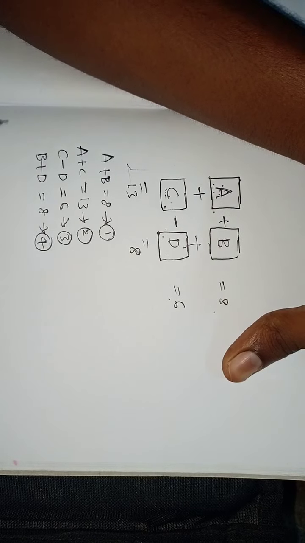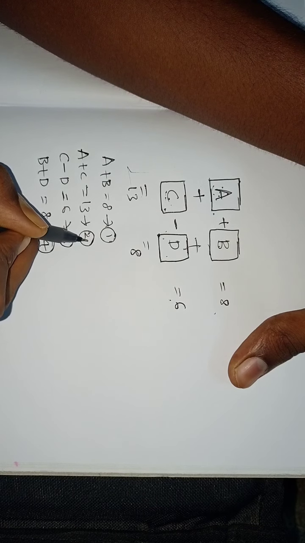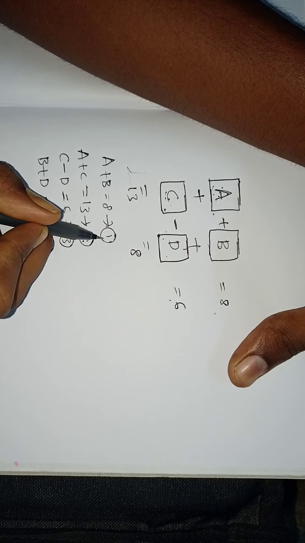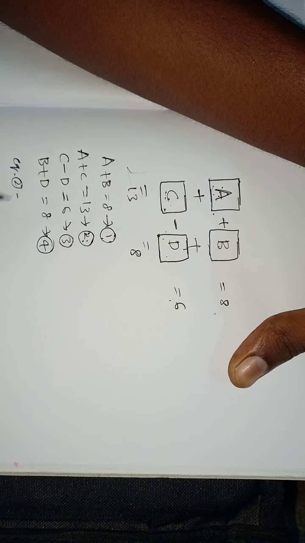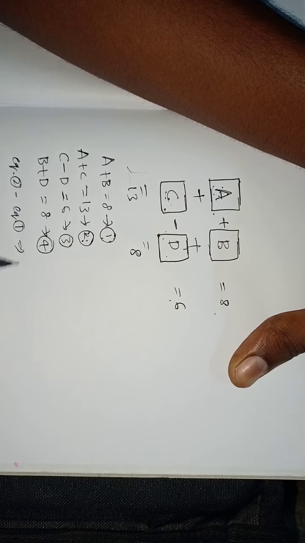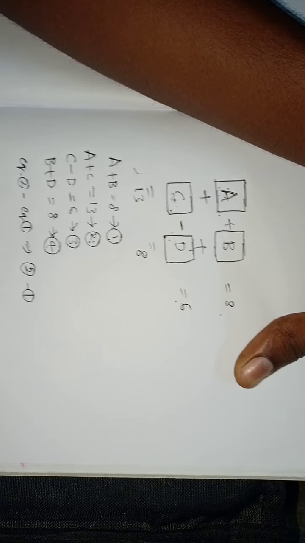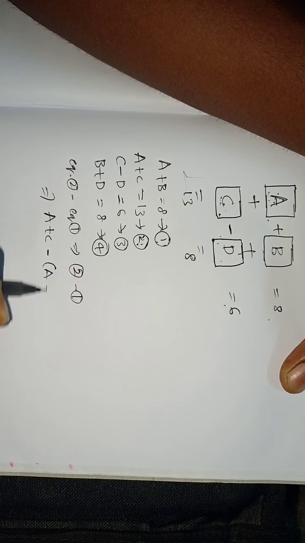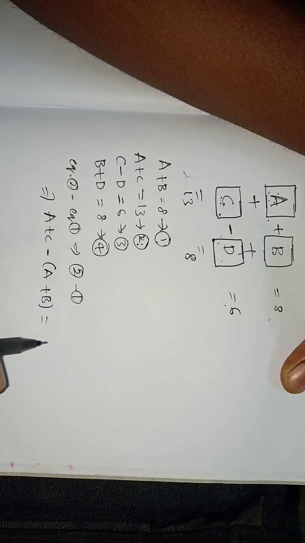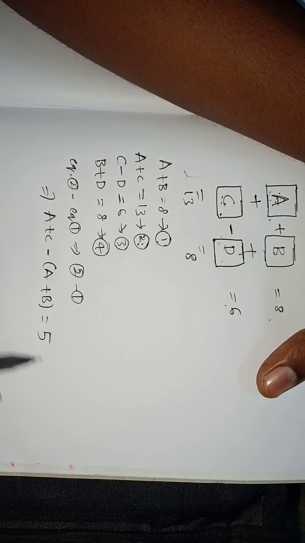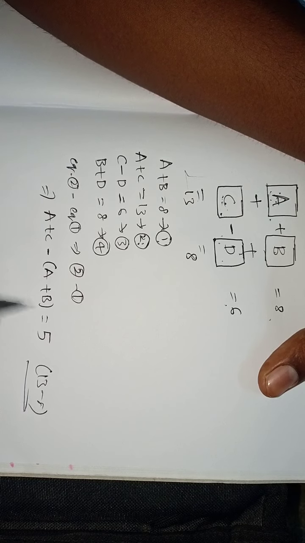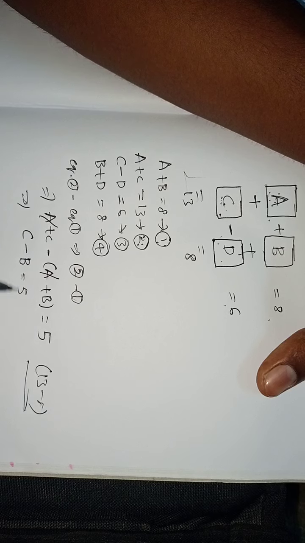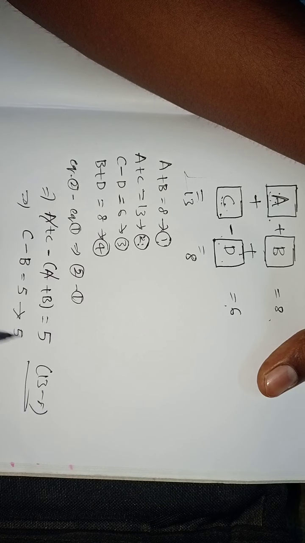So guys, now subtract equation 1 from equation 2, nothing but equation 2 minus equation 1, which is a plus c minus (a plus b) equal to 13 minus 8, nothing but 5. So guys, here a minus a cancels, which gives c minus b equal to 5. Let's call this the fifth equation.